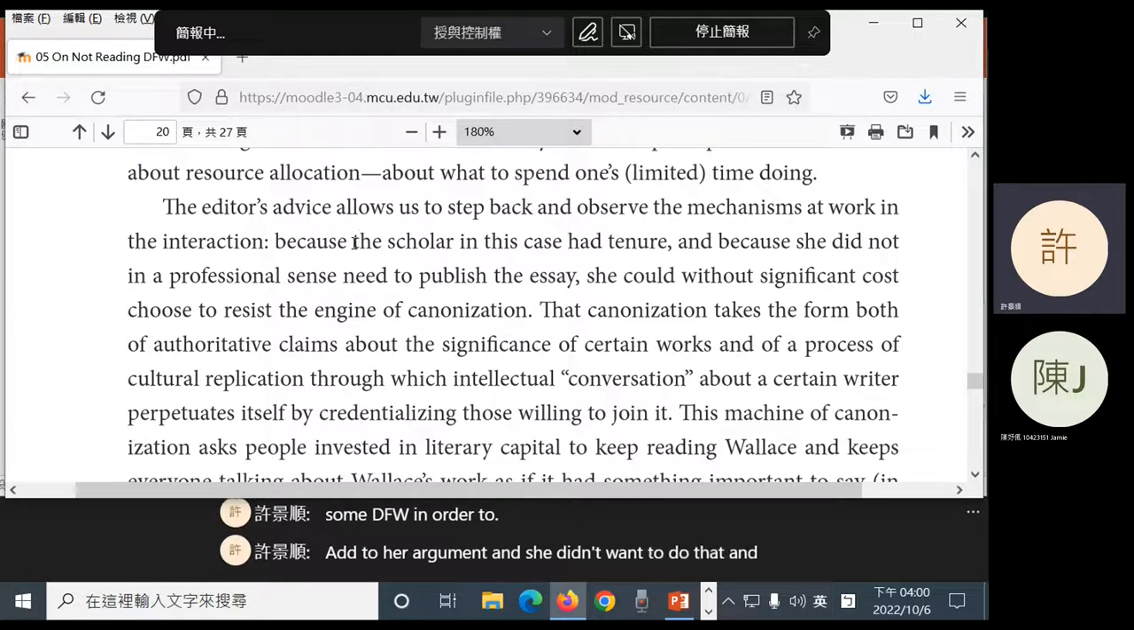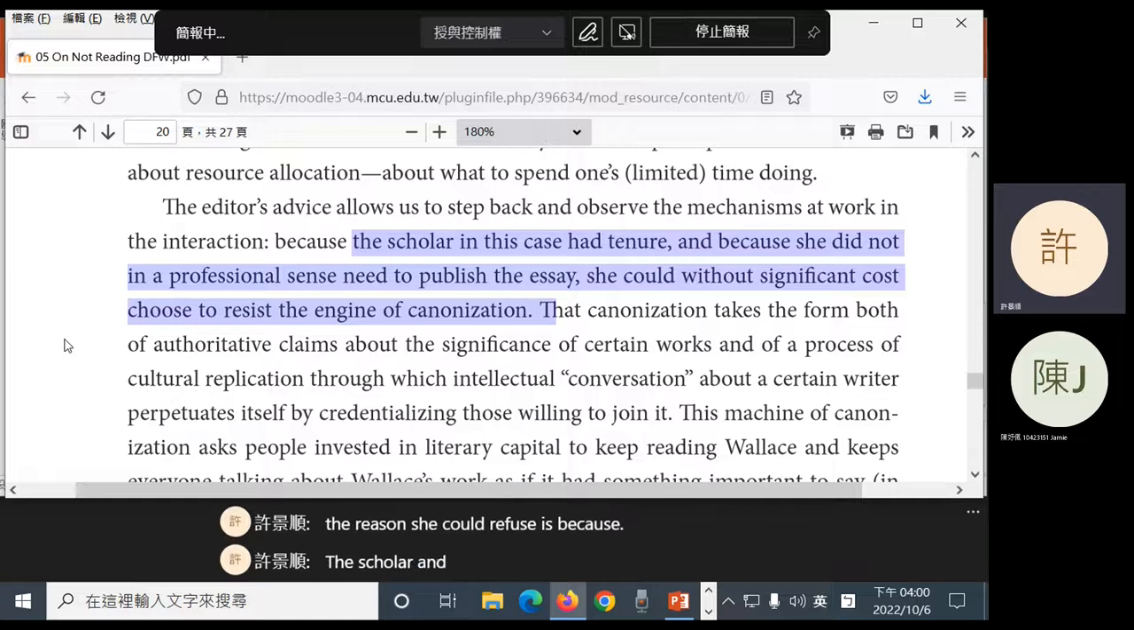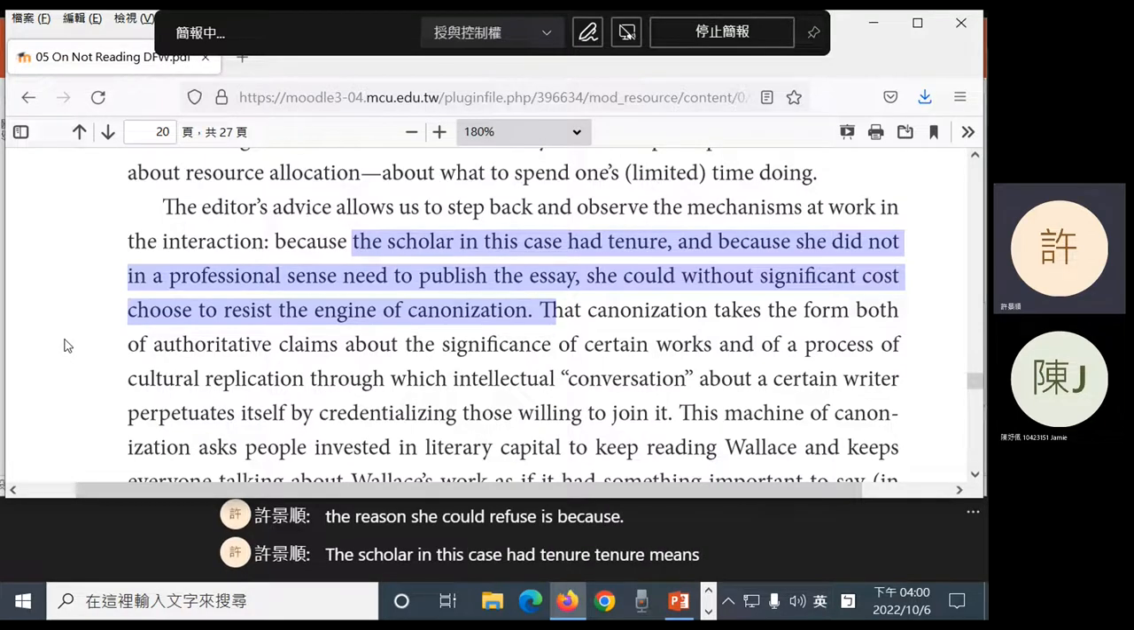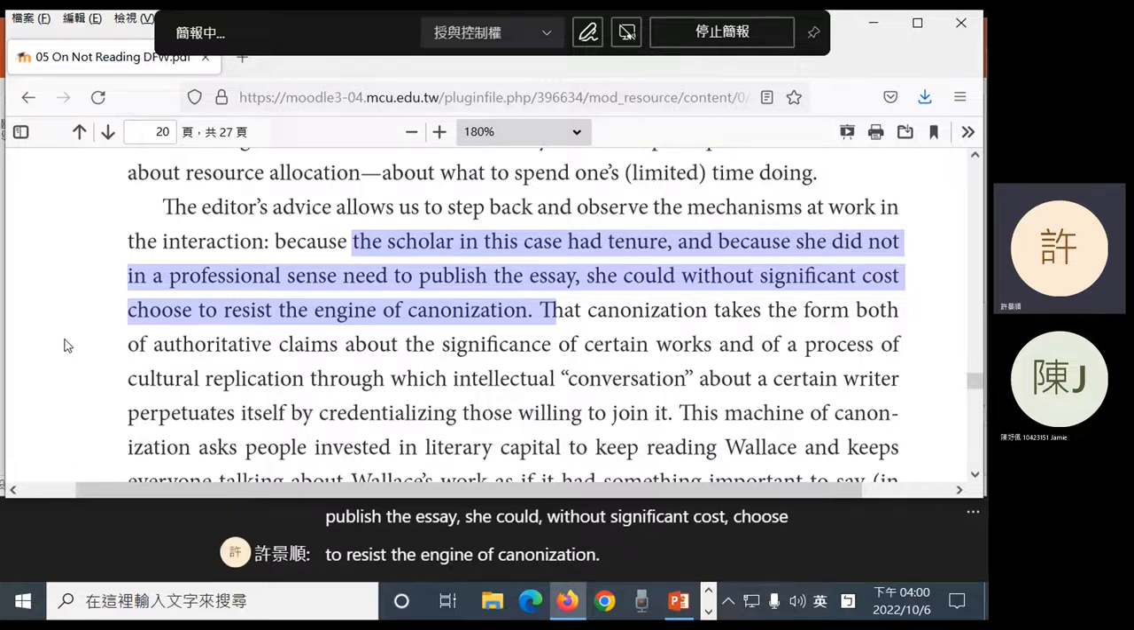And the reason she could refuse is because the scholar in this case had tenure. Tenure means that she cannot be fired unless for a serious reason. In Chinese, we call this 终身职. And because she did not, in a professional sense, need to publish the essay, she could, without significant cost, choose to resist the engine of canonization. So she did not need to publish that popular essay. She is not a popular writer. She is an academic writer, so she could refuse to follow the editor's advice.